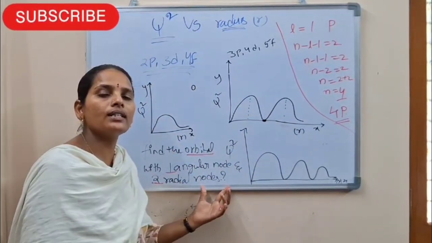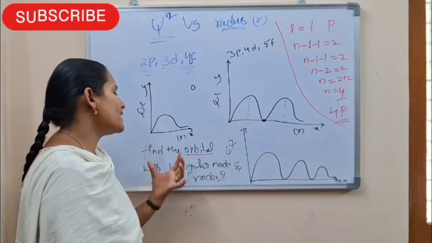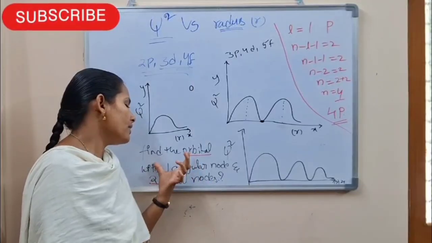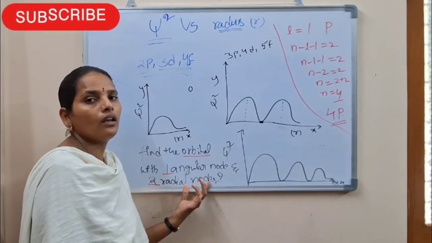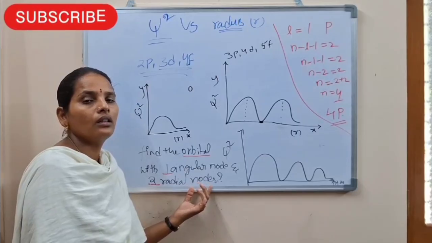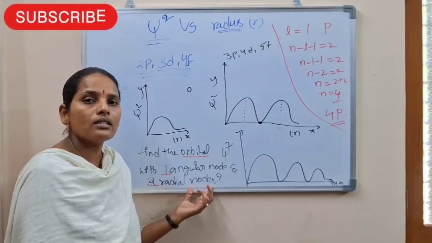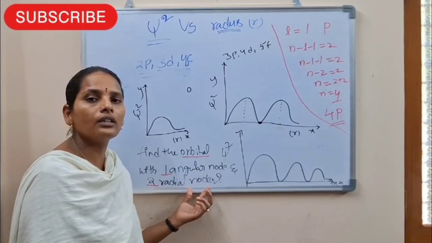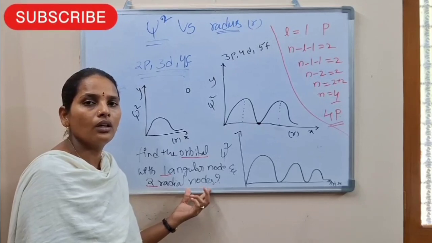Likewise, in questions he mentions graphs and asks like this, or else in some questions he does not mention any graph and uses angular nodes and radial nodes to ask for the orbital. Likewise, in the exams he asks such questions. See, students, observe this. The graphs are very important for competitive exams like JEE Mains and Advanced also.